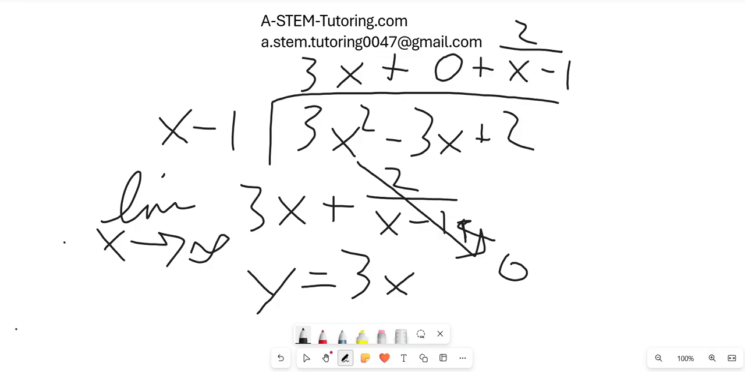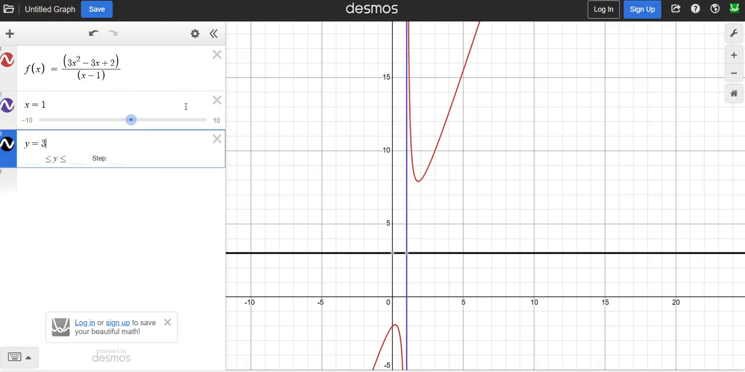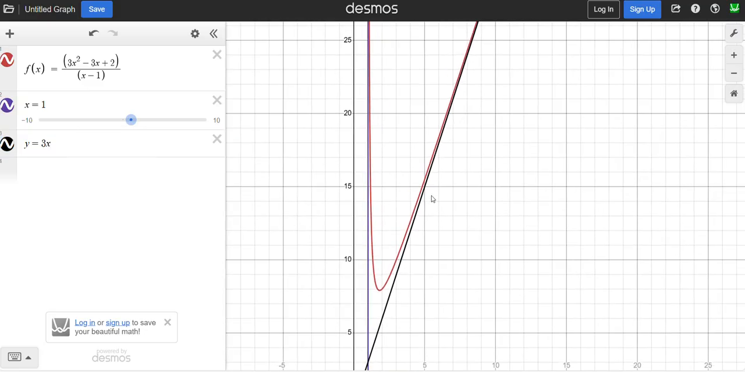So let's test that against our graph. We'll put in the line y equals 3x. And we can see that this in fact looks like a slant asymptote. The red curve will approach this black diagonal line, but it will never touch or cross it.